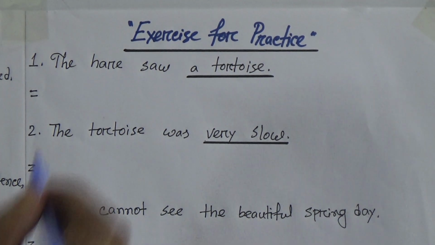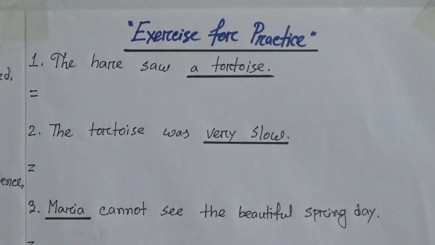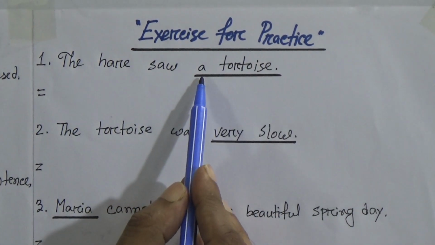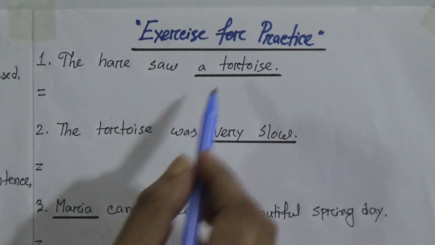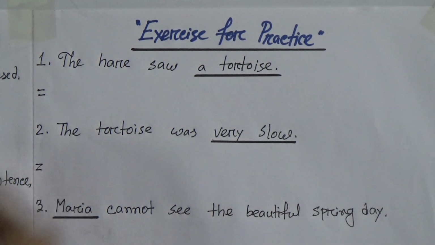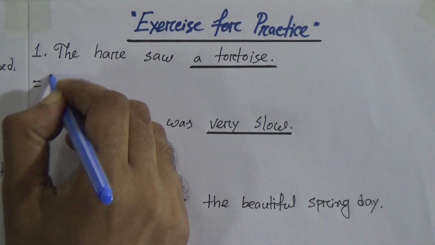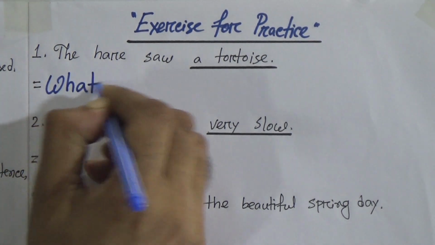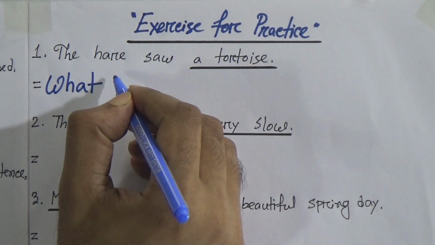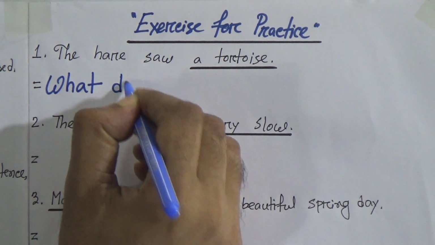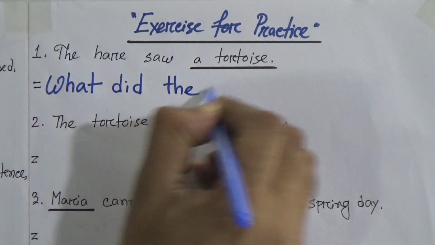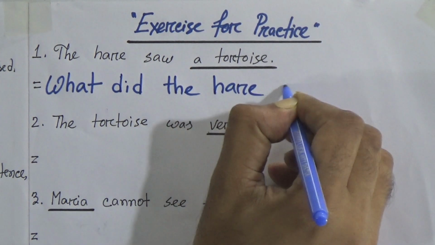The first sentence is, the hare saw a tortoise. Look, a tortoise is underlined and this is the object of the sentence, so we will make a question with what, and we will take an auxiliary verb: what did the hare see?